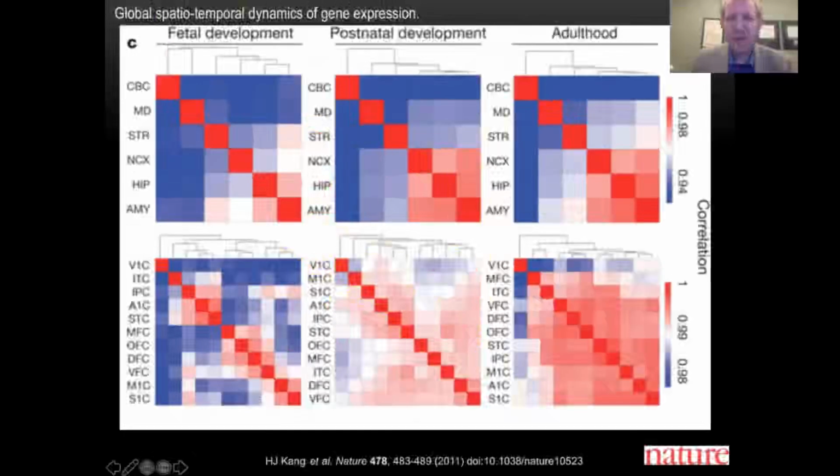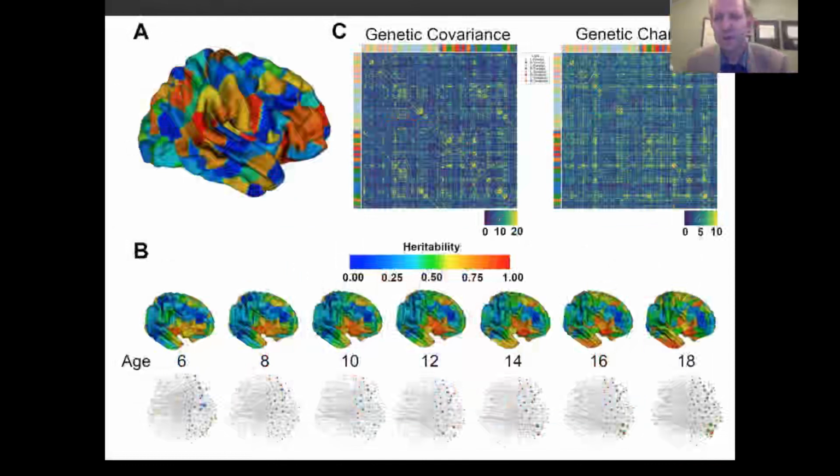Okay. And that makes sense if you look at the literature on spatiotemporal dynamics of gene expression. Those are smaller samples, but gene expression was actually measured because of cadavers. You can see these increases over time in the correlations between the regions from fetal to postnatal to adulthood. This isn't the best example, because since this paper came out, they've done better, with data with better spatial resolution, excuse me, better temporal resolution.